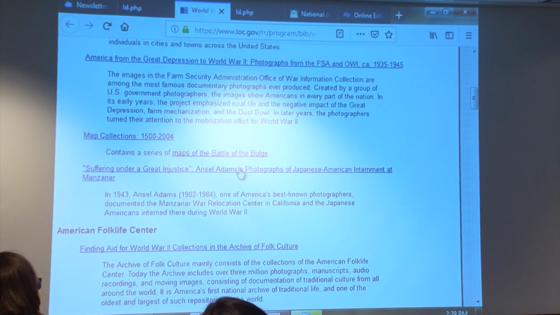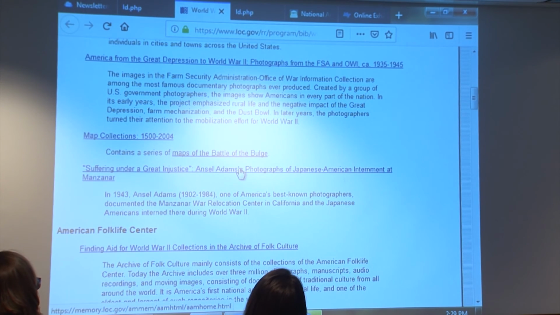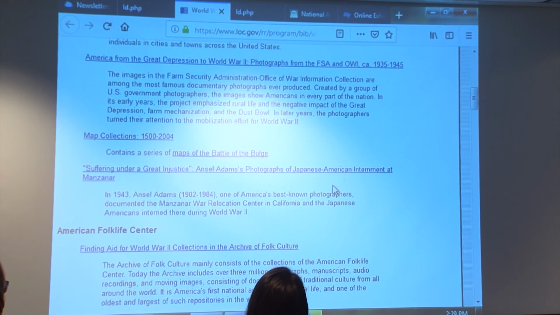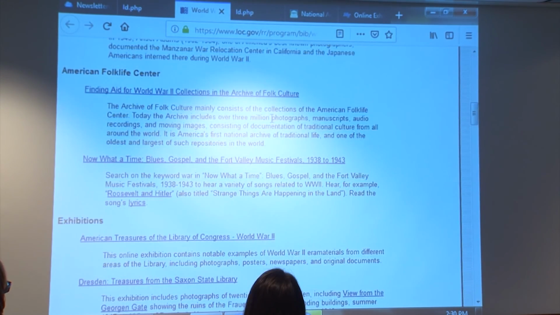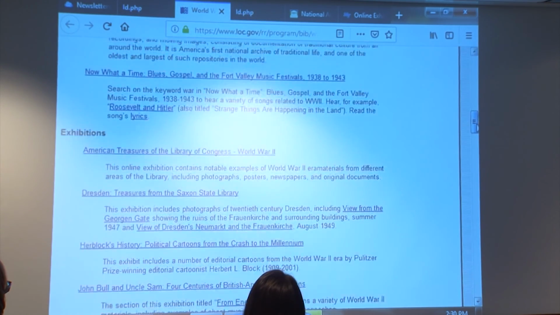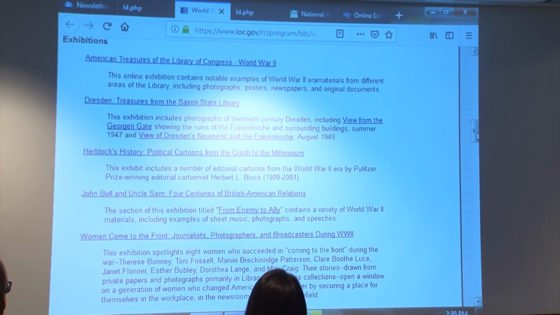All the photographs that Ansel Adams took at Manzanar, a Japanese-American internment camp, because they're Ansel Adams, they're beautiful photographs, they're stunning, they're very poignant, and there's tons of them. And they're all public domain. All of Ansel Adams' other stuff is not public domain because people are still making money off of it by selling postcards and stuff. But these are all public domain because he was allowed in by the government, obviously, to do this. And then finding aids, music from this time period, what's going on at the home front, all the exhibitions within the Library of Congress that kind of touch on this time period.